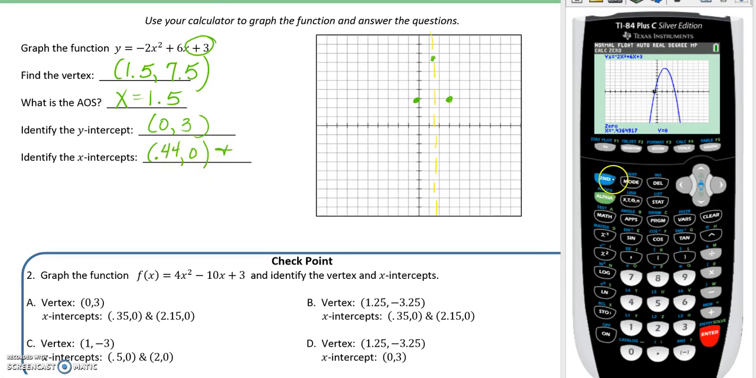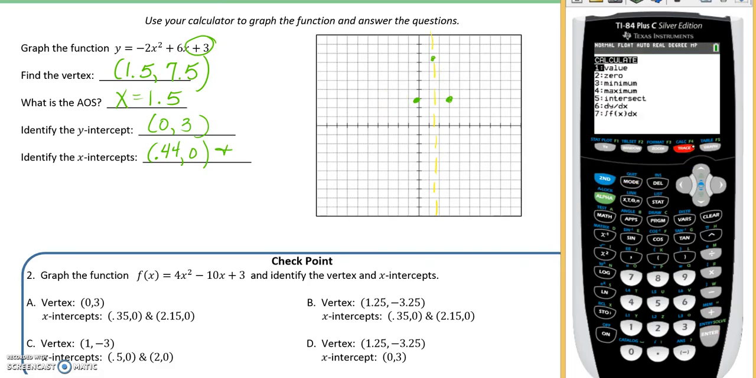And then do the 0 feature again. So that is the second calc. And now we're going to have to scoot this guy over. So left bound will be just a little bit above. Right bound is just a little bit below. Hit enter. Enter on guess. And there it is. It's about, that is hard for me to read, 3.44 looks like.